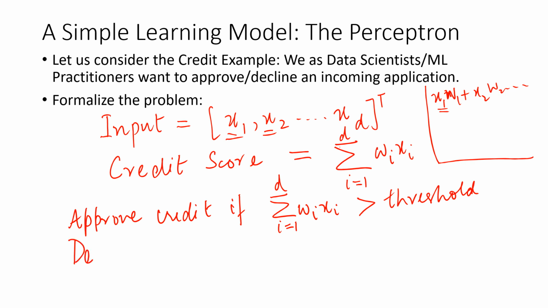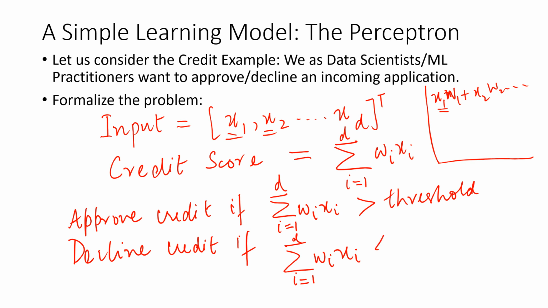Decline it otherwise, right? So decline credit if the summation, which I'm calling my credit score, from i equals 1 up to D of WiXi, is less than the threshold. Again, that's what we decided, right? So approve or decline depending on whatever the value of the credit score is.